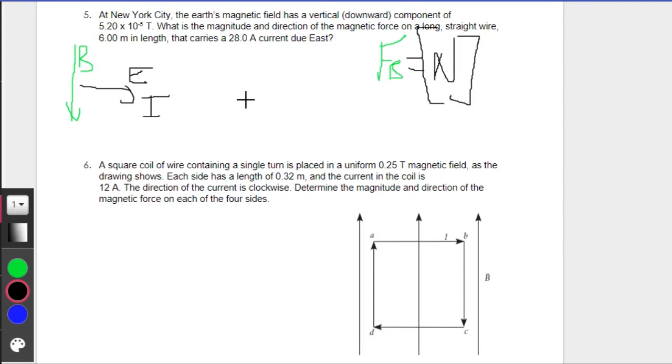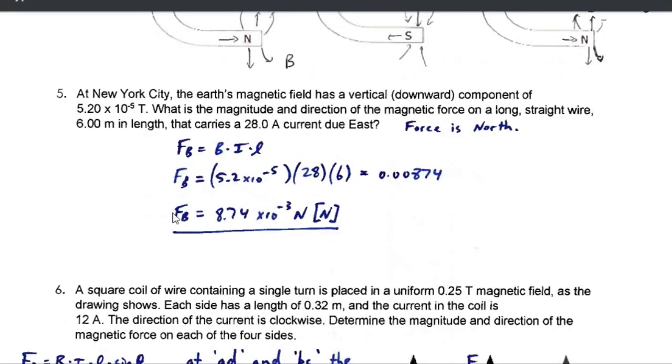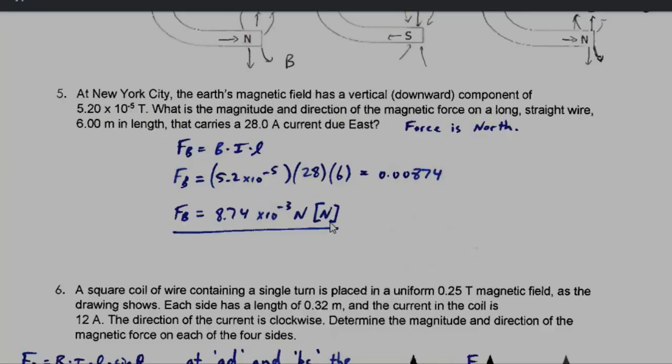All right. As for the calculation, we do remember the formula. It's just this: force is equal to your magnetic field multiplied by your current times your length. And again, we have all three values. We have a magnetic field of 5.2 times 10 to the negative 5, we have our current of 28 amps, and we have our length of 6 meters. Final answer should be 8.74 times 10 to the negative 3 newtons, and that's in the northern direction.